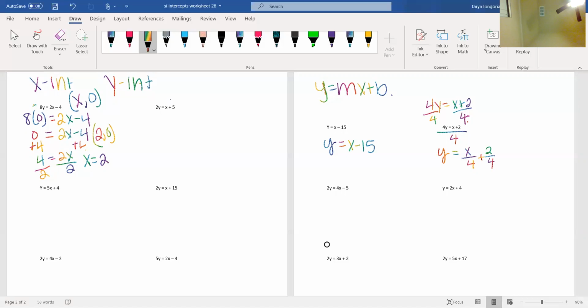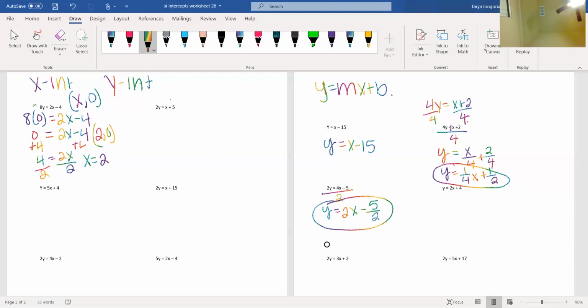Now, if you just have an x, that's a presumed 1, so it'd be 1/4 x. So it's y equals 1/4 x, and then 2/4, which simplifies to 1/2. That would be your answer. For this one, we're going to get y by itself, which is divide by 2. So y equals, and 4 divided by 2 is 2, so that'd be 2x. And then negative 5 divided by 2, and we'll just leave that as a fraction.